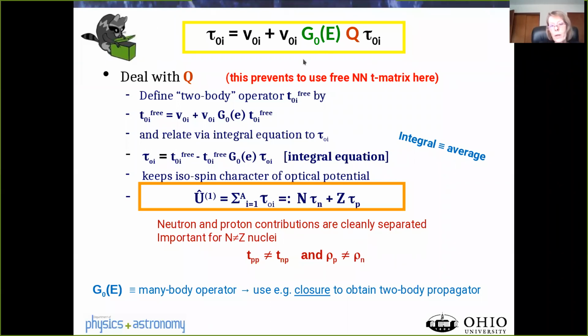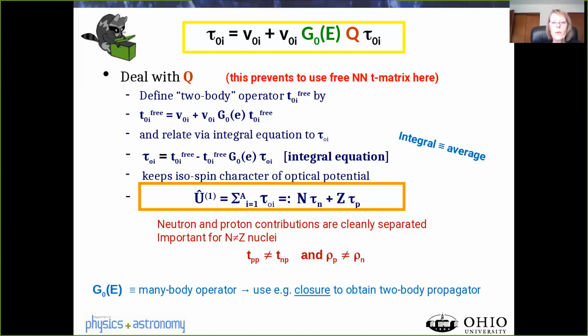The other issue we have to look at: G0 is in principle a many-body operator. To turn this into an easy-to-solve few-body type equation, one usually uses closure to obtain a two-body propagator, which means, again, averaging out all excitations in the Hamiltonian. And so these two things, treating Q and G0, for example, by closure, they limit the lower energy at which this theory is valid. I thought I really should point this out to get an understanding of what is in the theory and what one could expect.